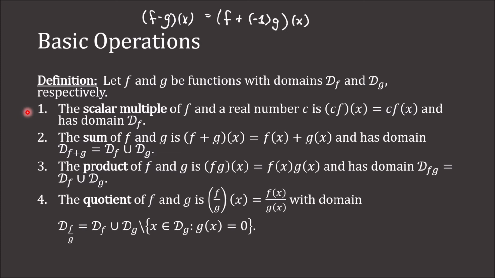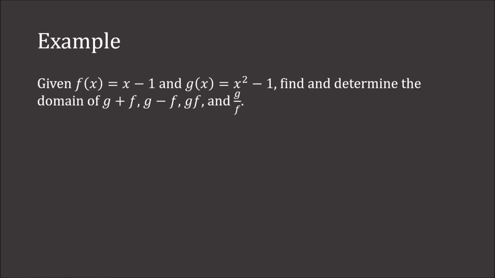So let's take a look at doing some of these operations as well as determining domains. So f of x is x minus 1, g of x is x squared minus 1. We will find g plus f, g minus f, g times f, and g over f, as well as determine the respective domains.